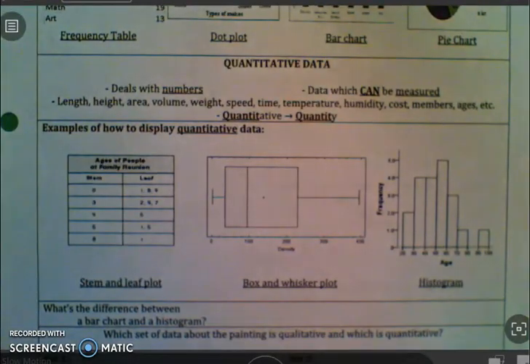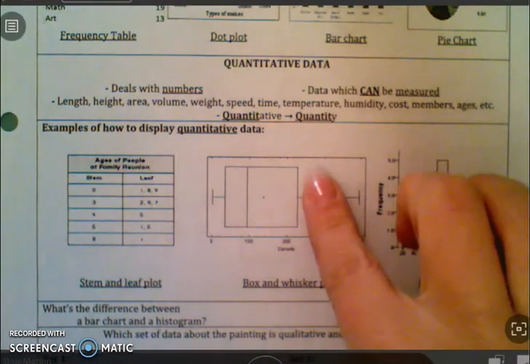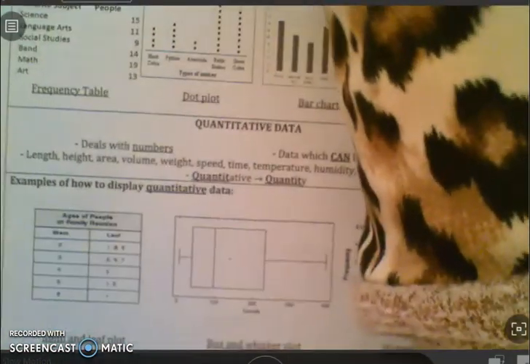With quantitative data, that deals with numbers, deals with quantity. So it's data that can be measured. Length, height, area, volume, weight, speed, time, temperature, humidity, cost, members, age, test scores, all of that deals with numbers. So you can look at it with a stem and leaf plot, a box and whisker plot, or a histogram like we did yesterday. And these types of ways are not the only way to display data.